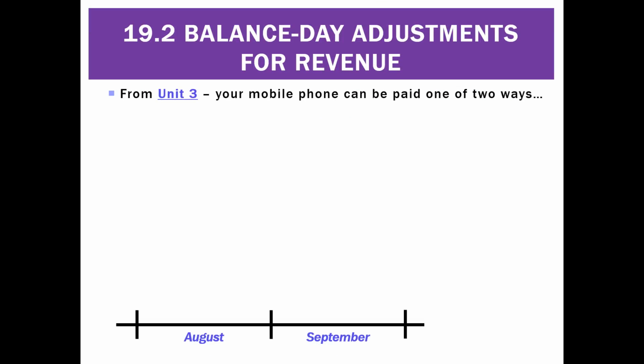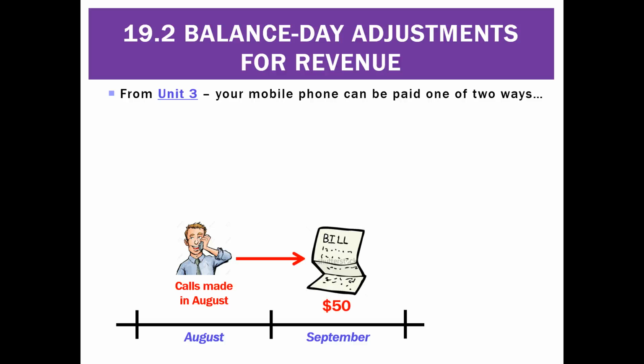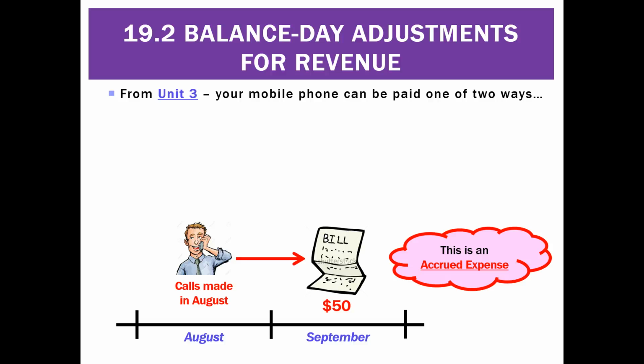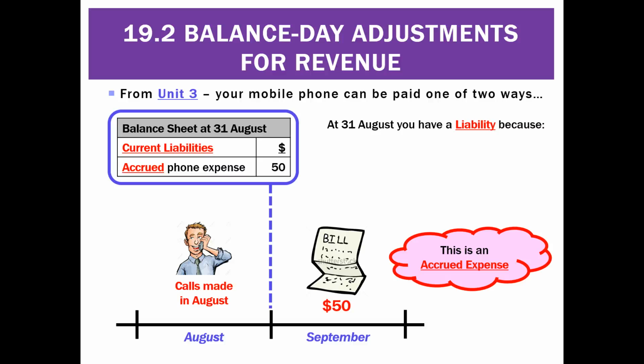Then we also had a different type of mobile phone plan. That could be where I make calls and use data in August, and then I don't get the bill until September. So if I was to do a balance sheet at the end of August, I'd call that an accrued expense, and I'd list that as a current liability.